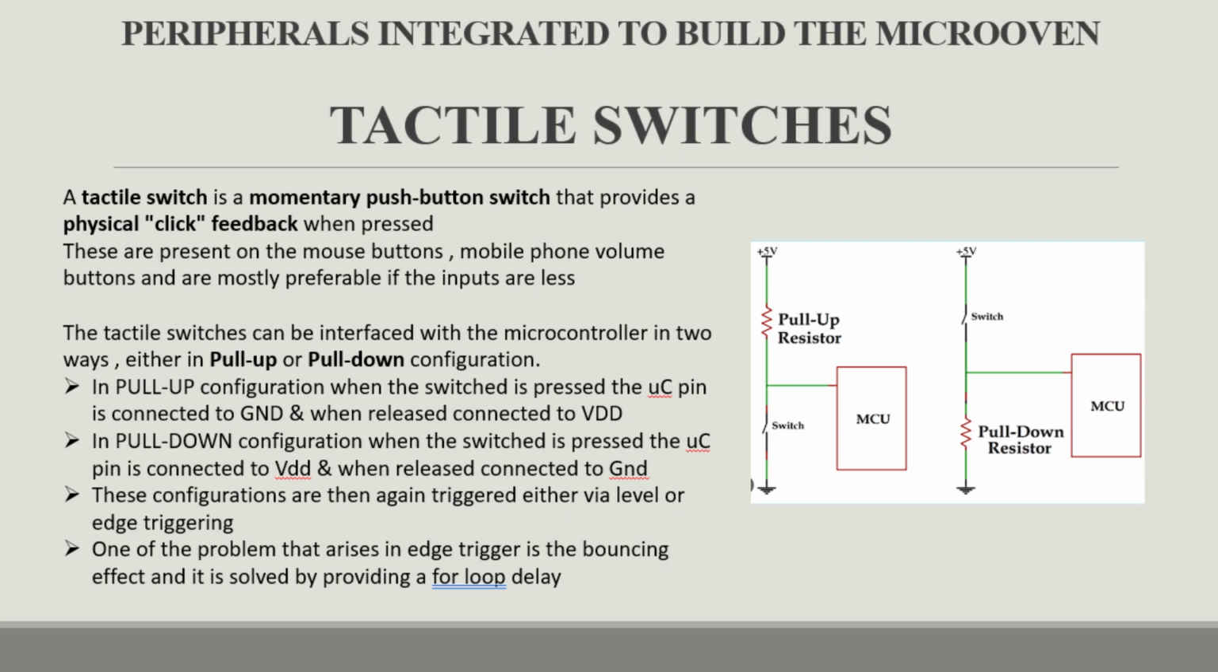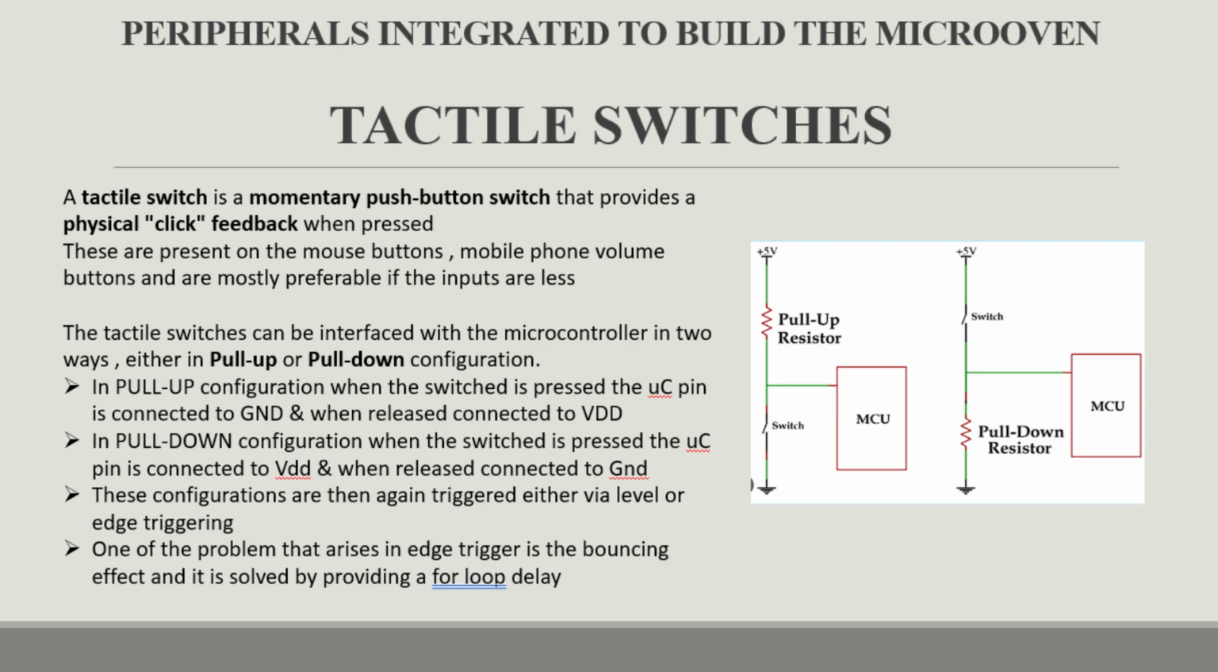These configurations can be triggered via either level triggering or edge triggering. A common issue that arises with edge triggering is the bouncing effect, where the switch may register multiple presses due to mechanical vibrations. This is solved using a software delay, basically a for loop delay, or hardware debounce circuits to ensure a stable signal.